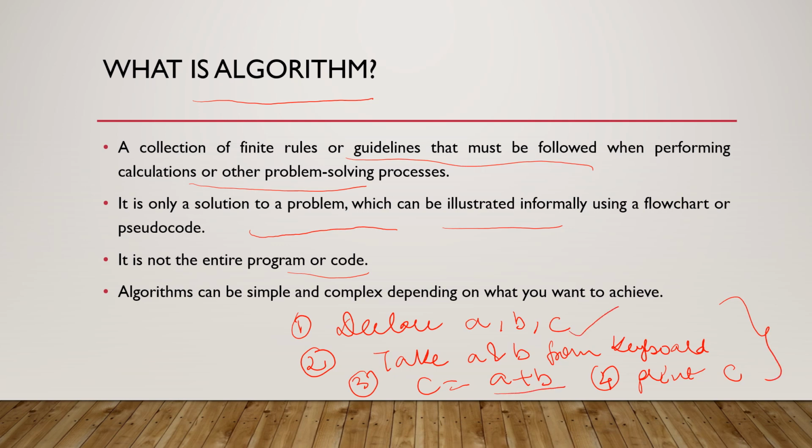First we declared the variables a, b, c, and then we took values of a and b from the keyboard, and then we did the summation, that is c equals a plus b, and finally we printed c, where it will show the output.